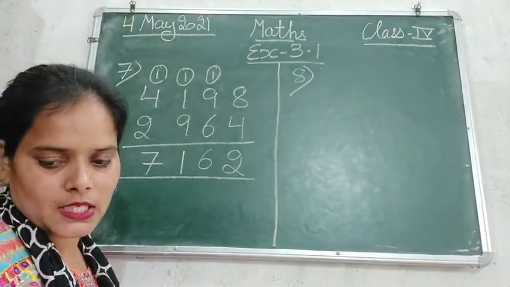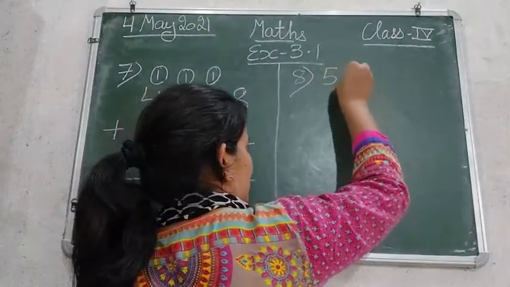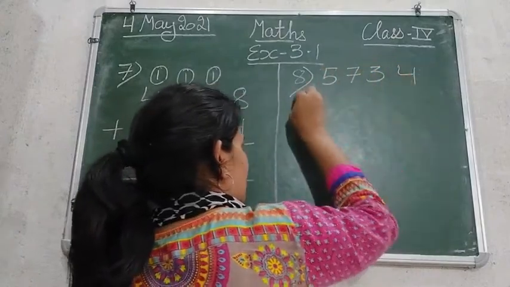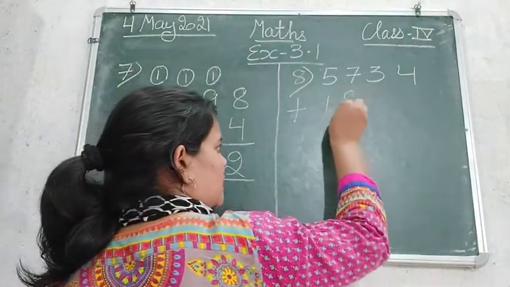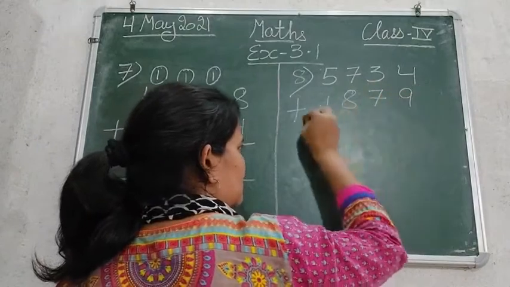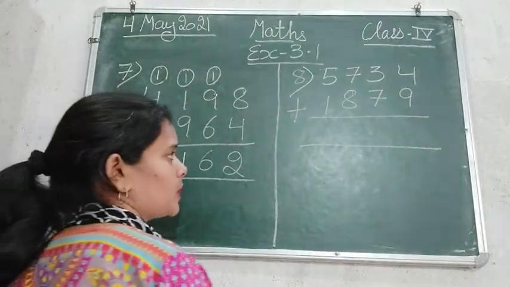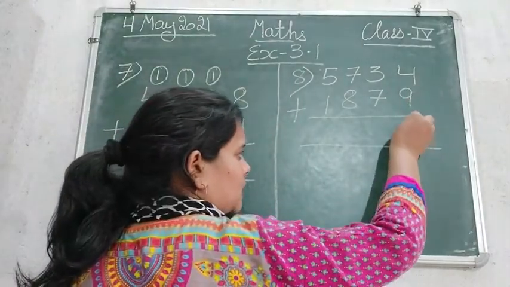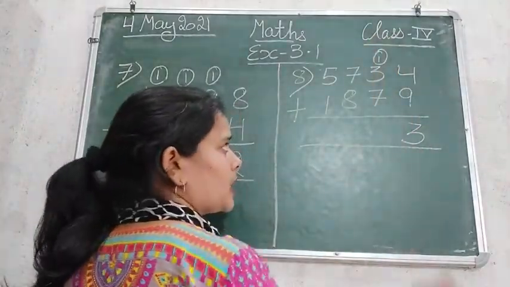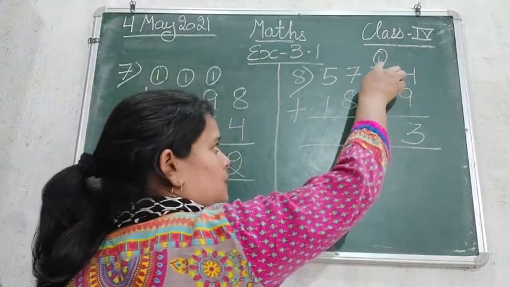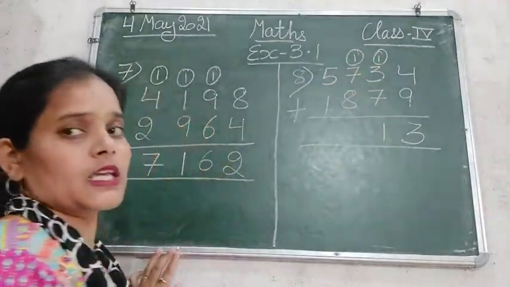Question number 8 is 5734 plus 1879. So let's add them also. 4 plus 9 is 13. So 3 will be here and 1 we will carry here. Next, 3 plus 7 is 10, plus 1, 11. 1 and the next one will be here.